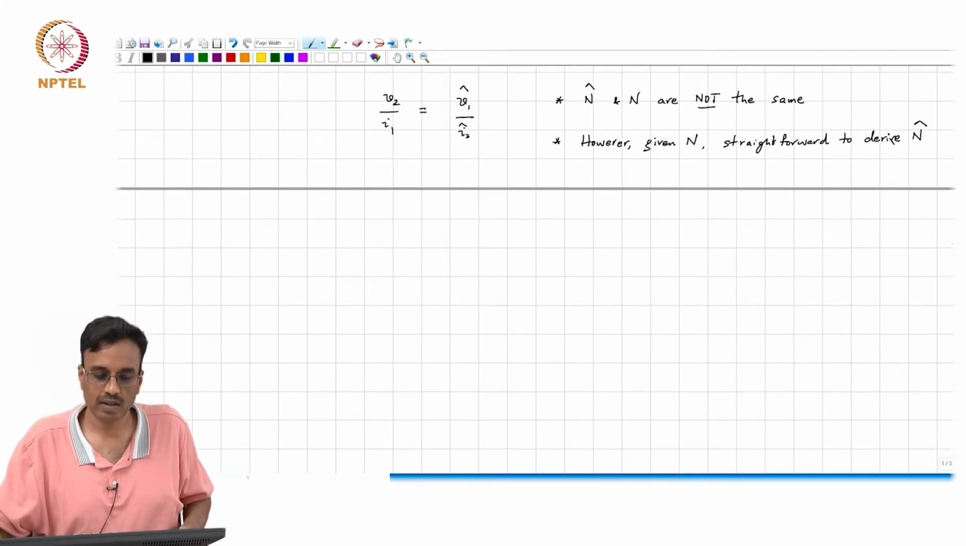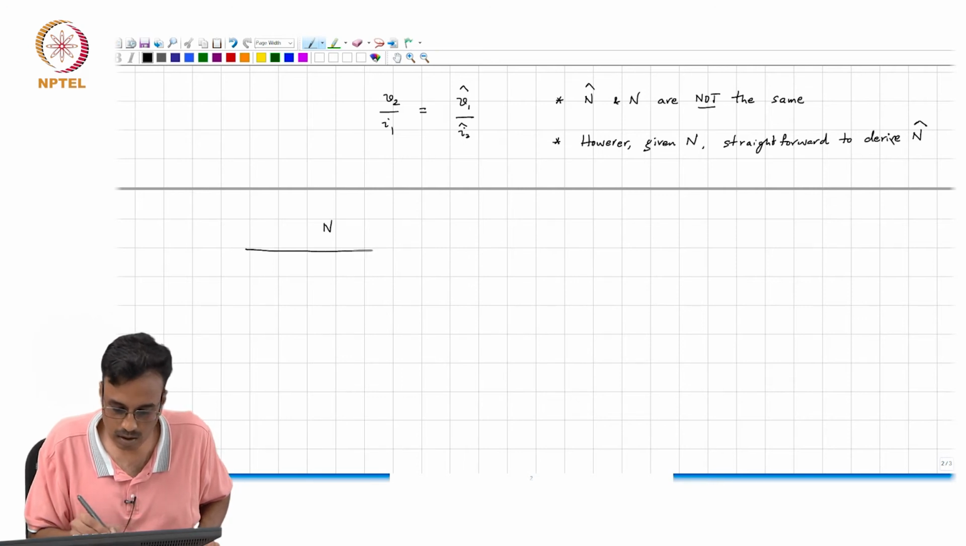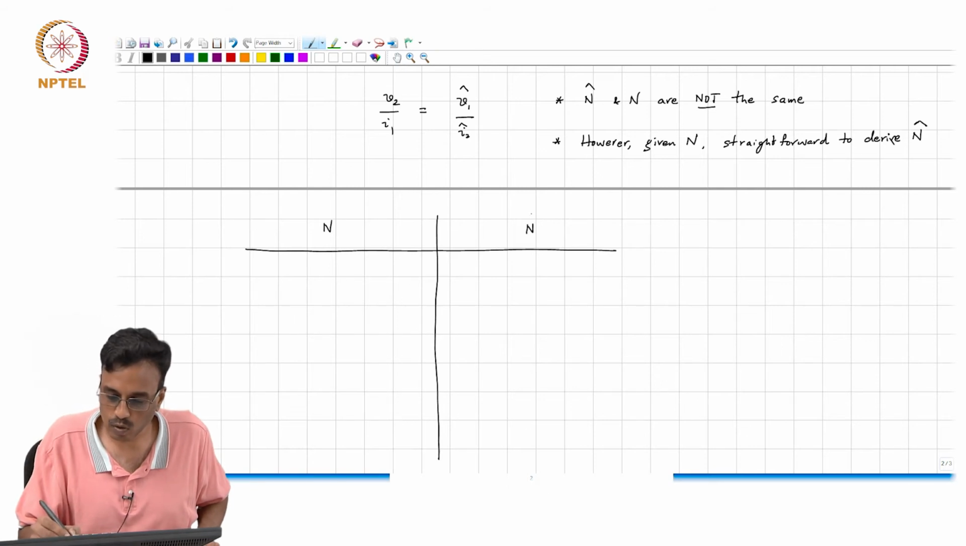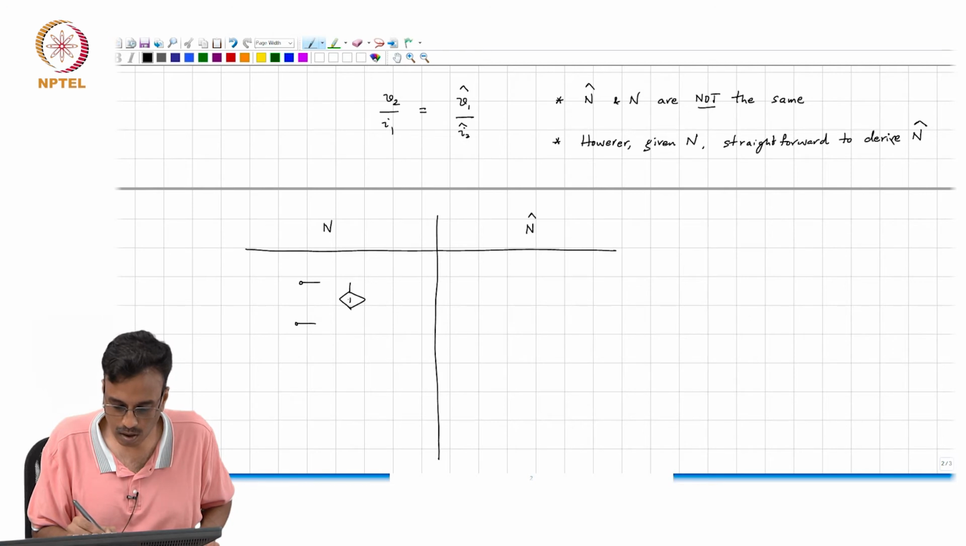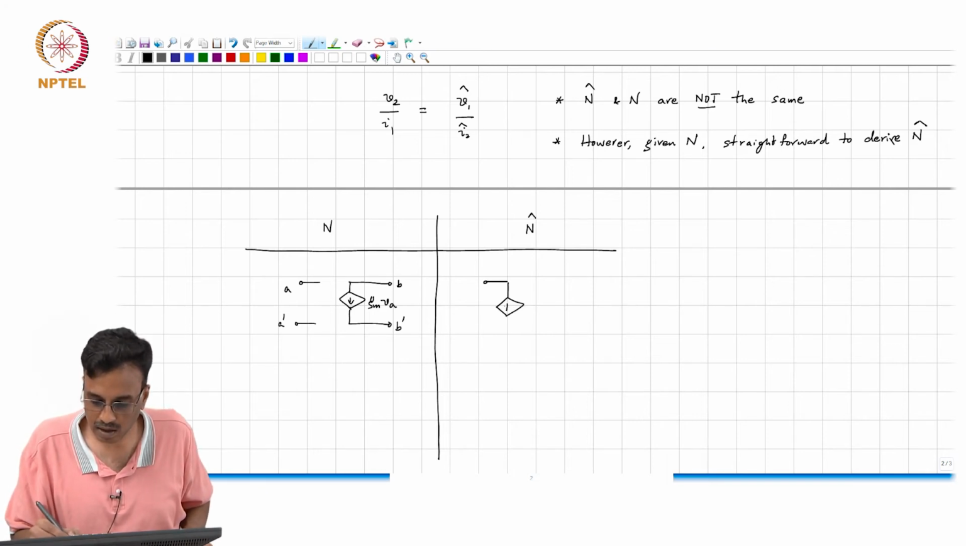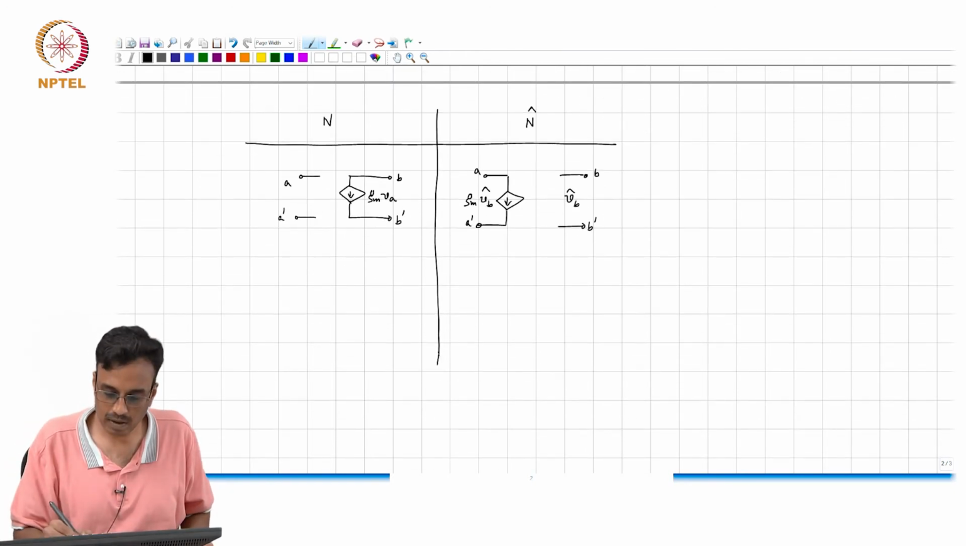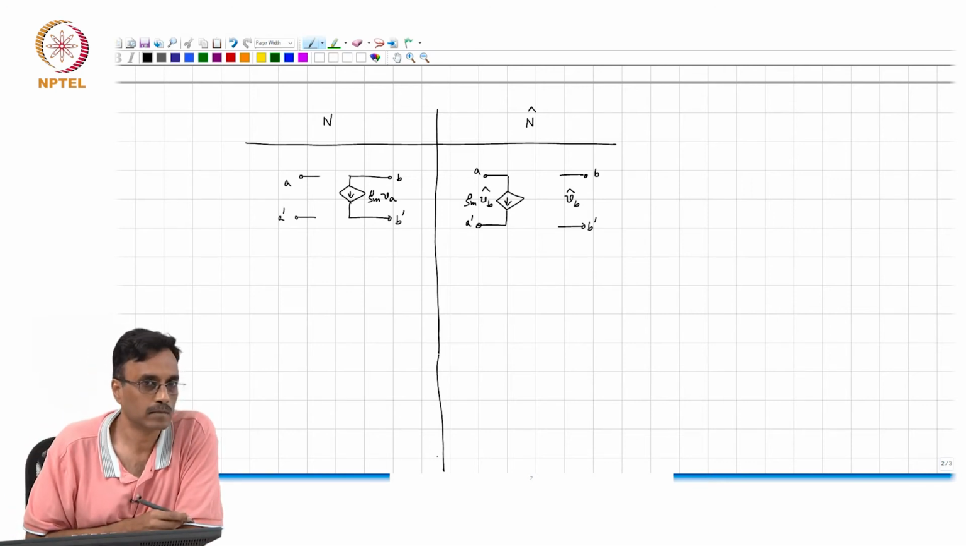Very nice. So, therefore, in N, if we had a voltage controlled current source, so this is A, this is A prime, this is B prime, this is G_M BA, then in N hat we have A prime, B prime, B prime, this is G_M BB. All right. Okay.